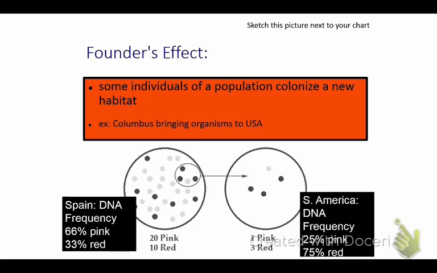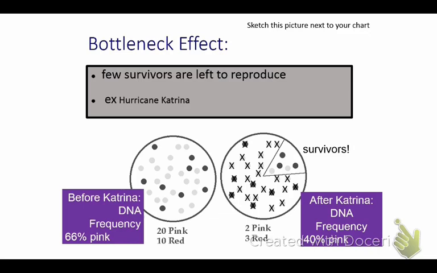Okay? Bottleneck effect. This is an example of bottleneck effect where few survivors are left to reproduce. Example, Hurricane Katrina. So before, there was 66% pink in this population. After Hurricane Katrina hit, all those little X's died, and that left 40% pink of the survivors. Okay? It drastically changed the allele frequency.